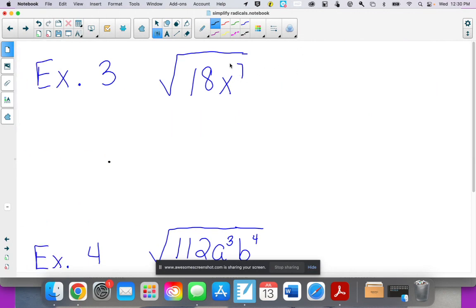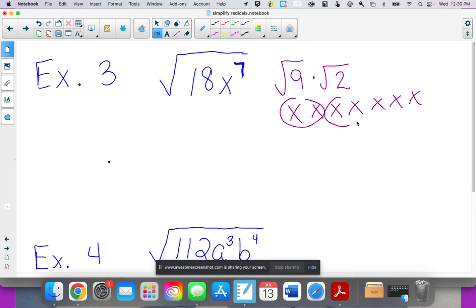Okay, so we have 18x to the 7th power. So we're going to do the number the same way we did before. We're going to divide it by our perfect squares to see what it will break down to. All right, so 18 going through your perfect squares. Divides by 1, yes. Divides by 4, no. Divides by 9, yes. So that's the square root of 9 times the square root of 2, right? Because the 2 is not going to break down any further. And then on my x's, I have 3, 4, 5, 6, 7. I have 1, 2, 3 pairs and 1 left over.